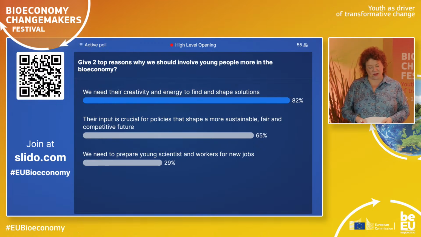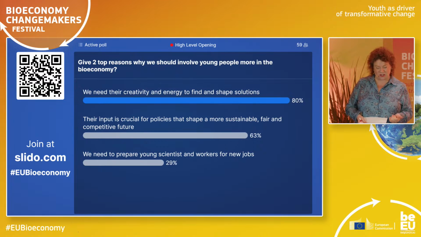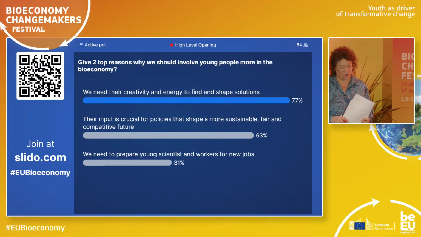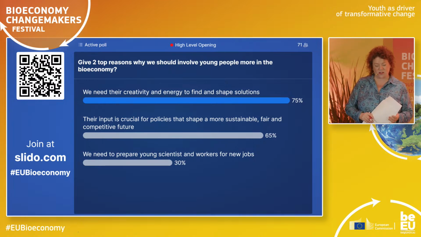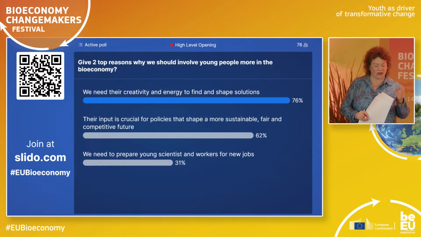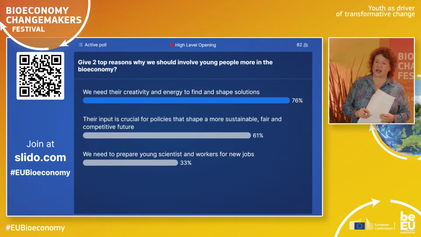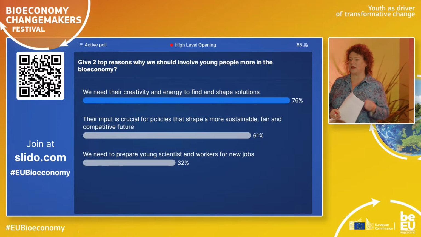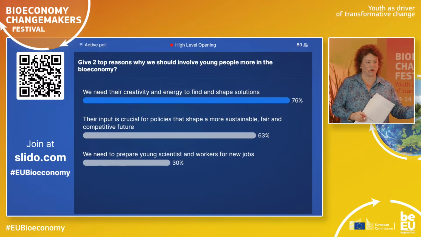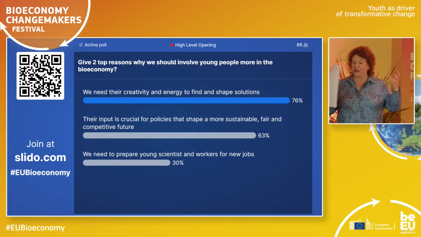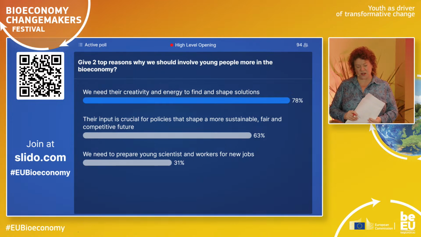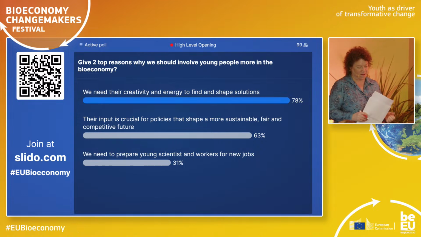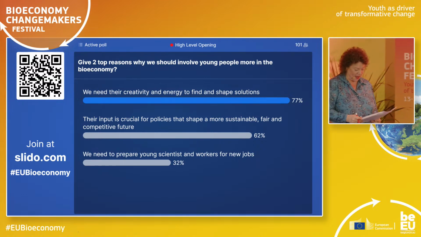And the number 1 message that's coming through is because we need their creativity and energy to find and shape solutions. That's the top option. And the second one is their input is crucial for policies that shape a more sustainable, fair, and competitive future. And again, I think Adelaide said that in her first intervention, saying that we need not to make a mistake. We need to not fall into the traps of moving from an extractive process to another one without understanding the systems-based approach. So these are the 2 key messages. You think that the 2 reasons that we should involve young people is we need their energy and creativity, and we need them to help shape policies that are more sustainable and a fair and competitive future.